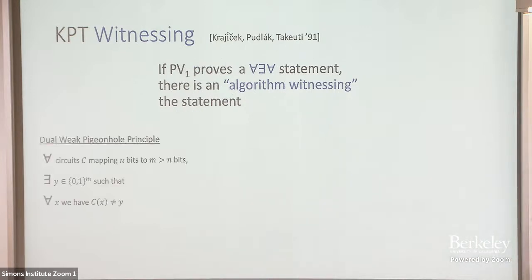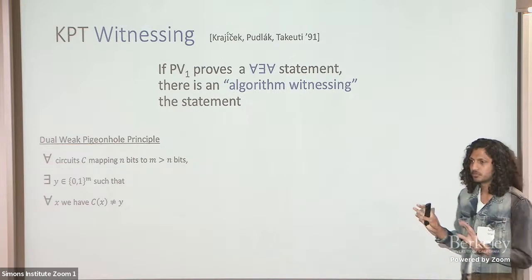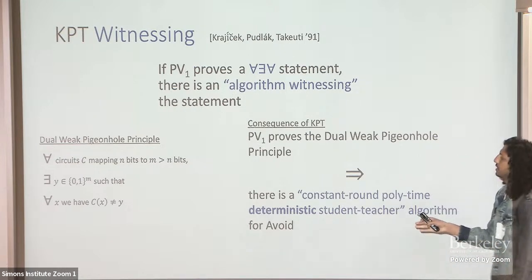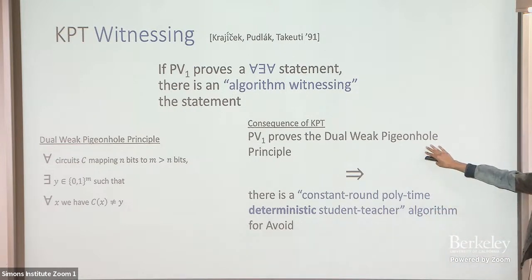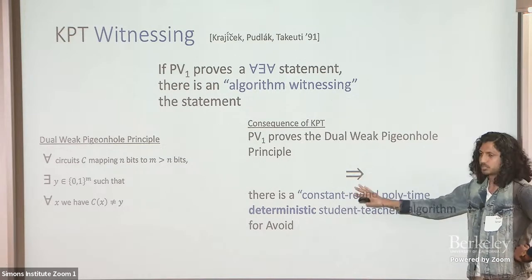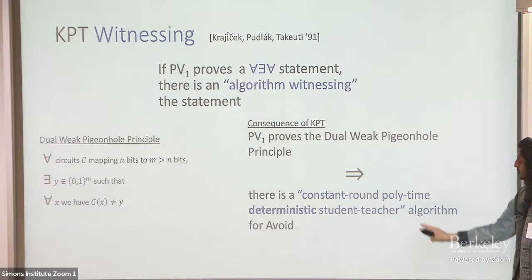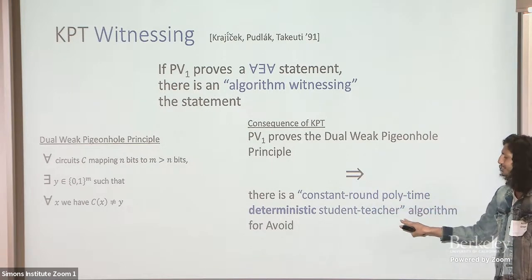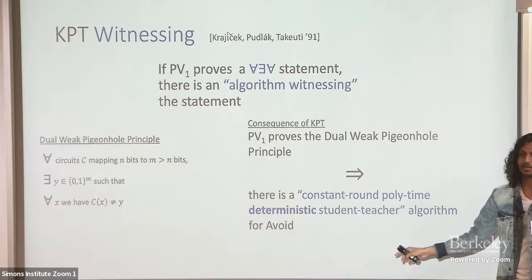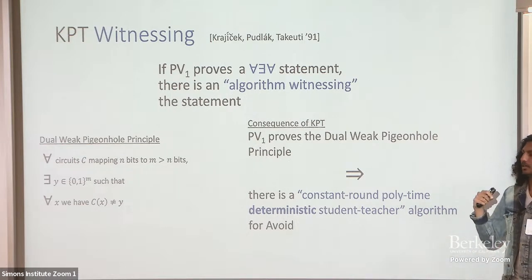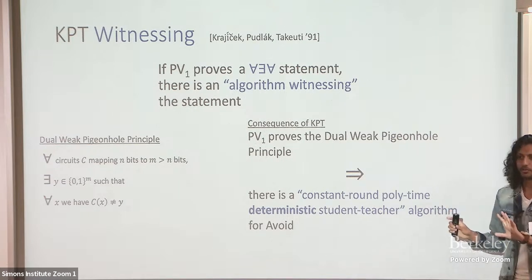But in our setting, you have the dual-weak pigeonhole principle, which was this for all exists for all statement. And so, a direct consequence of KPT is that if PV1 proved the dual-weak pigeonhole principle, there is, and this is where the algorithm is in quotes, a constant round polynomial time deterministic student-teacher algorithm for Avoid. I'm going to tell you what that is on the next slide. It's some sort of algorithmic way to solve Avoid.